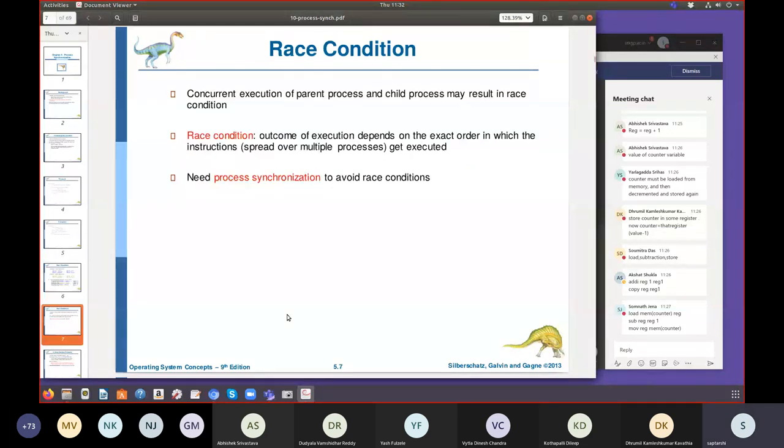Okay. So this whole chapter is about process synchronization, which is how to avoid race conditions. This is a very common situation where multiple processes or multiple threads are updating the same shared variable. So if we do not take any steps to prevent race conditions, they can easily occur. So you have to take some steps, and those steps are called process synchronization mechanisms.